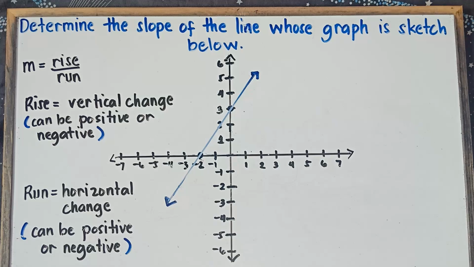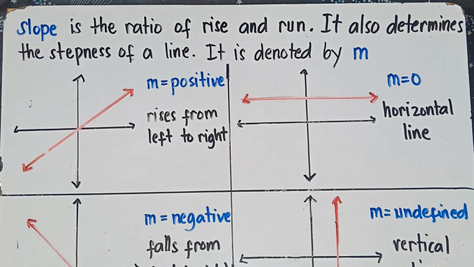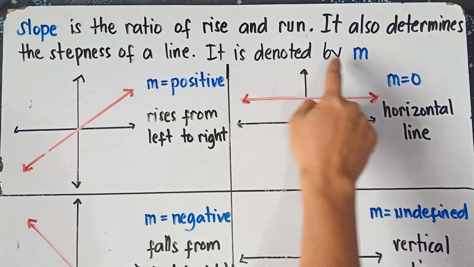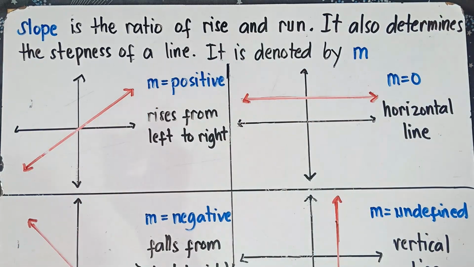Now before we answer this one, class, we need to understand more the behavior of the slope with regards to the graph. So let's define first what a slope is. A slope is the ratio of rise and run. It also determines the steepness of a line. It is denoted by lowercase m. So m means the slope. Now you need to remember this one, class.